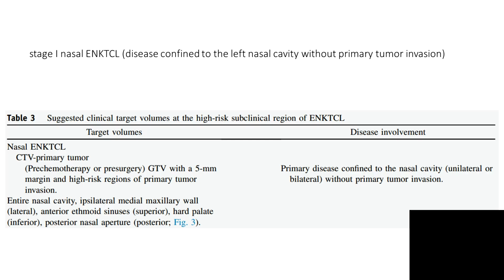Okay, so let's go in. This is a good guide that is published in the ILROC paper for NKT cell lymphoma. As for the CTV for nasal NKT cell lymphoma, it should include the GTV with a 5 mm margin all around and all the high risk regions. For patients whose tumor is only confined to the nasal cavity, the entire nasal cavity should be included in the CTV. Ipsilateral medial maxillary walls bilaterally should be included, the anterior ethmoid sinus in the superior region, and the inferior should include the hard palate. Posteriorly, the nasal aperture should be included as well.